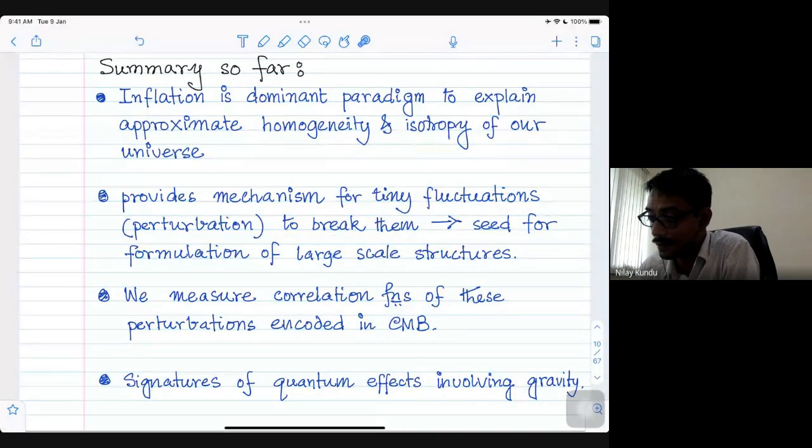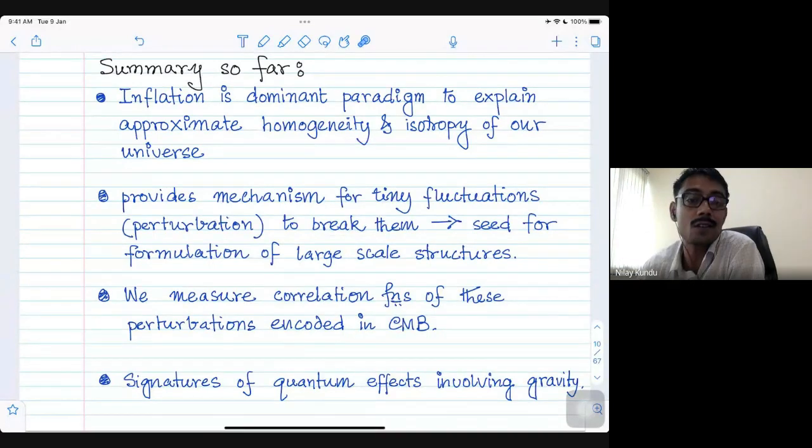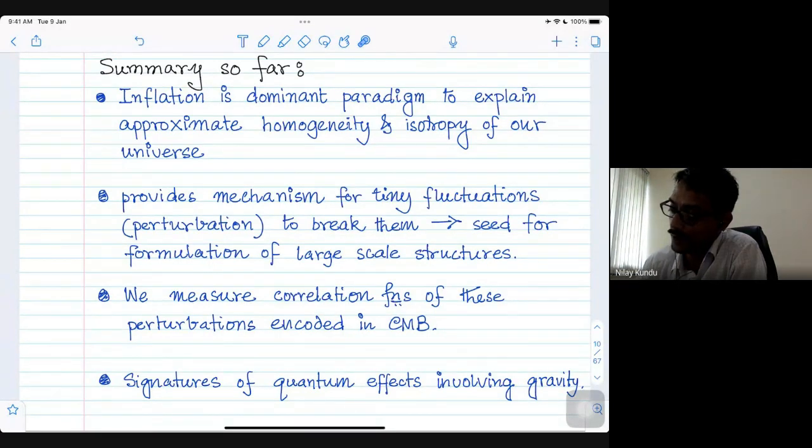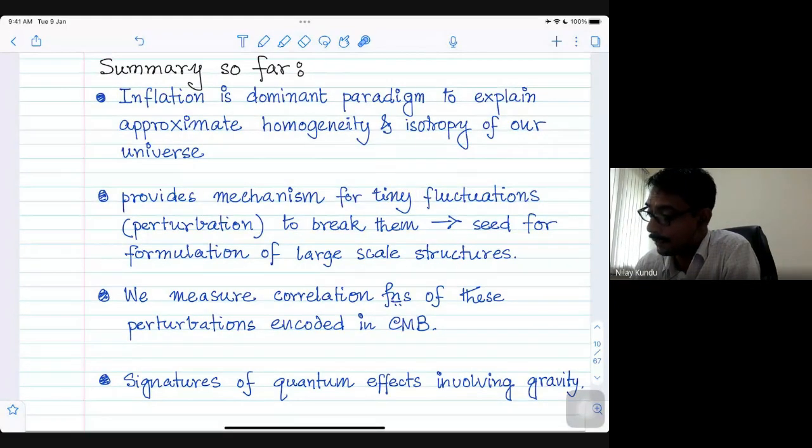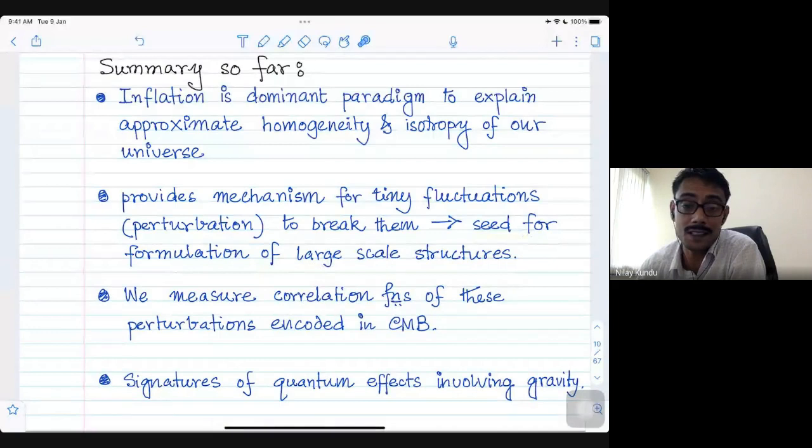So I said that our universe is homogeneous and isotropic, but that's not exactly correct. There are tiny fluctuations. You can see the temperature difference between an observation here and an observation here. It's not exactly 2.73 Kelvin, but there are tiny fluctuations of the order of 10 to the minus 5. So inflation provides a mechanism for these tiny fluctuations to be present, and they happen to be the seed for the future large-scale structures that we see today.